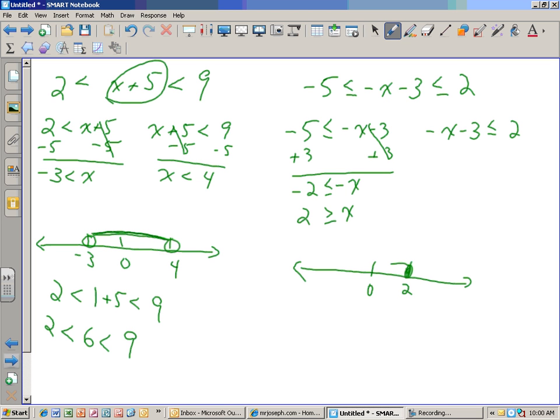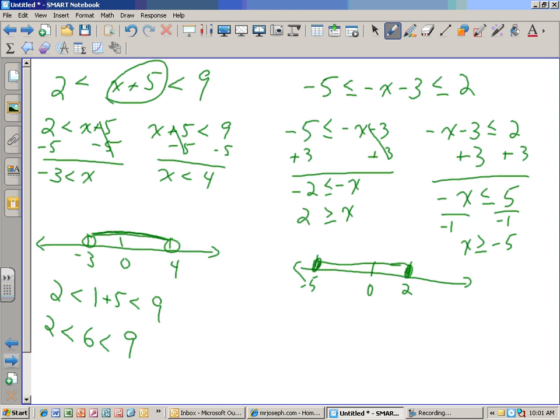I'll go over to the one on the right and add 3 to both sides. And -x less than or equal to 5. Then what do we do? Divide by a negative. What do I do with the sign? Flip it. So it becomes x greater than or equal to -5. Here's -5 over on the left side. Open circle or closed? Closed.